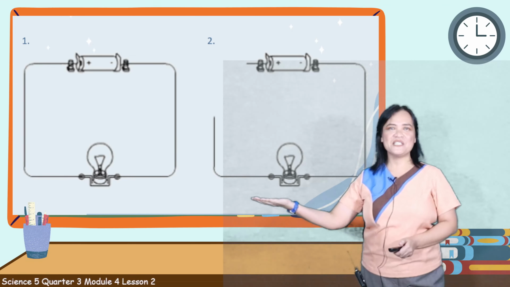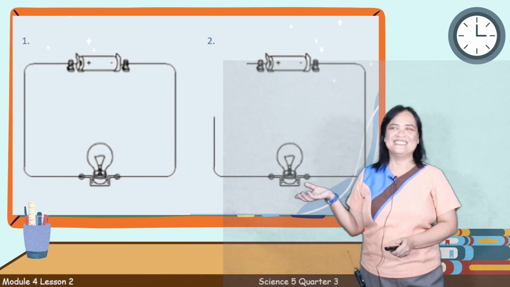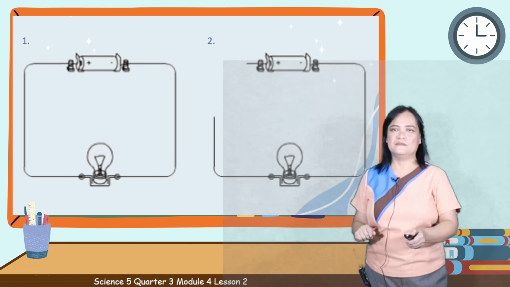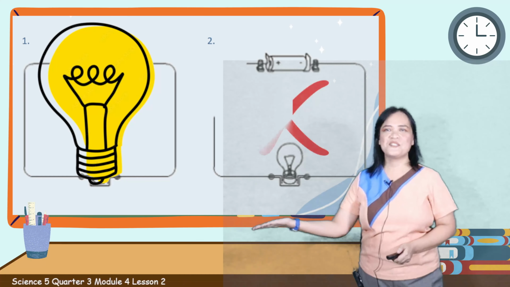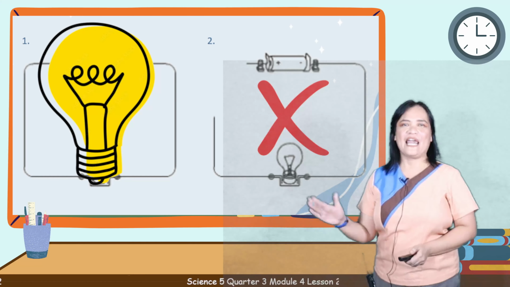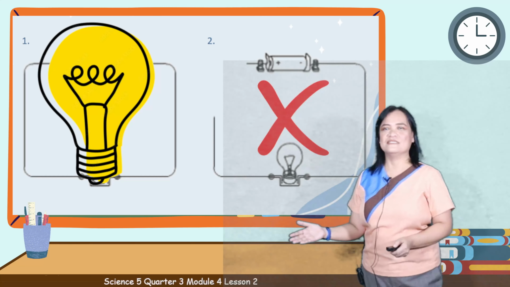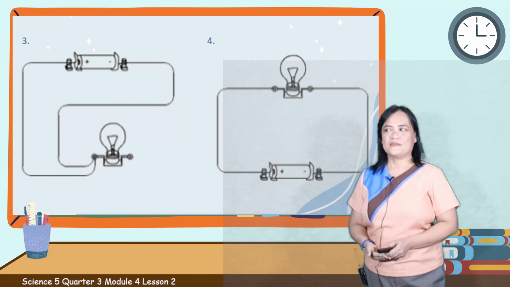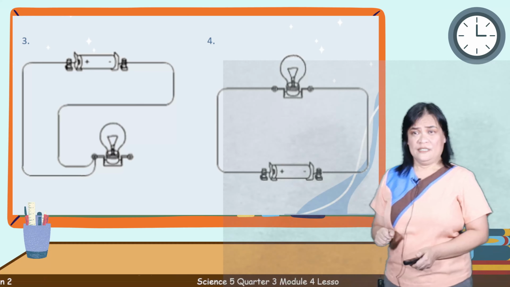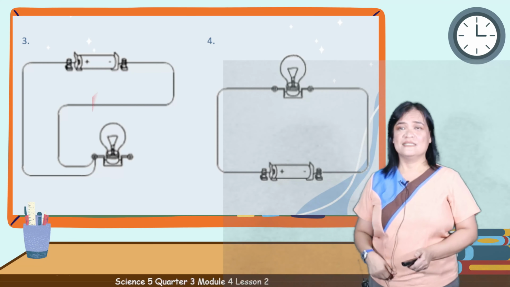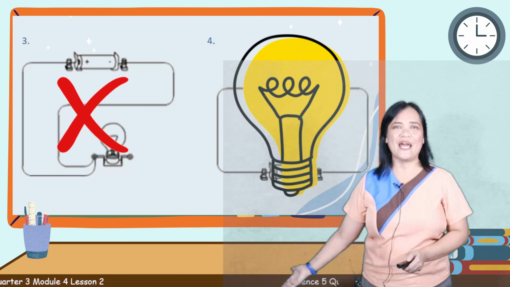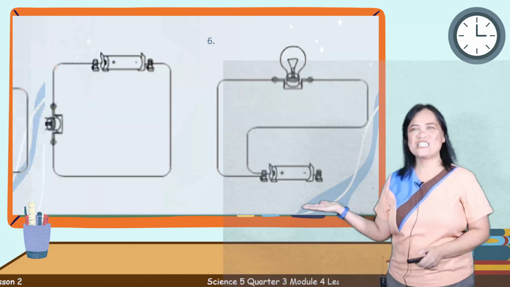Alright, so this is the answer. You check your own paper. Be honest, okay? Okay, the answer is 1. One, light bulb up and X. Light bulb on. 3 and 4, you check if you did the right thing. Okay. Number 4, that is the correct answer. The next one.